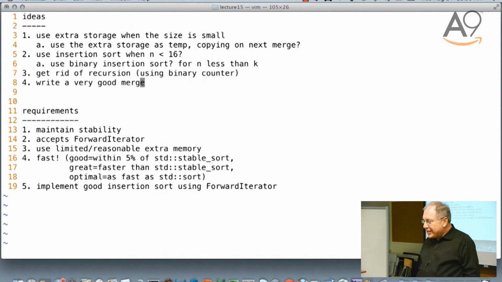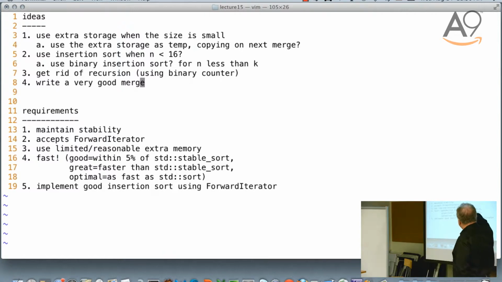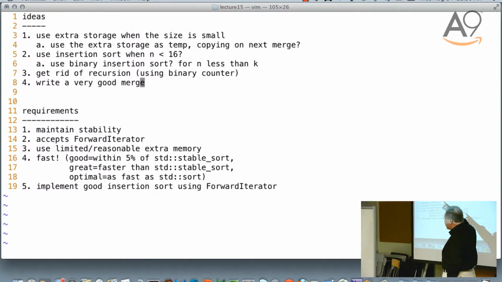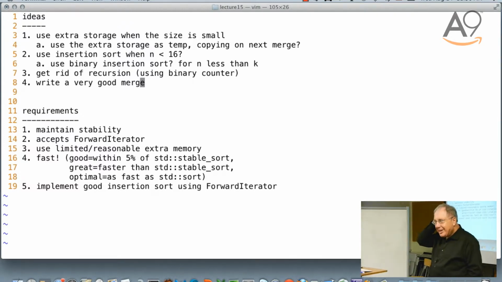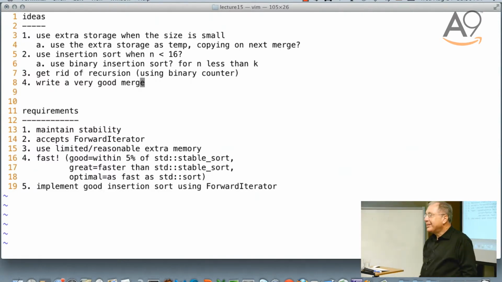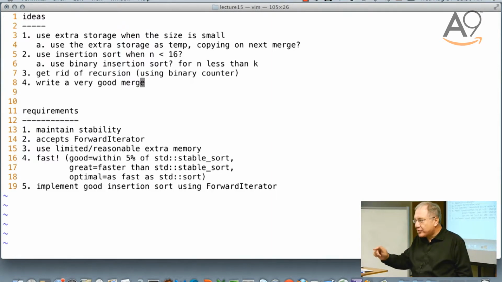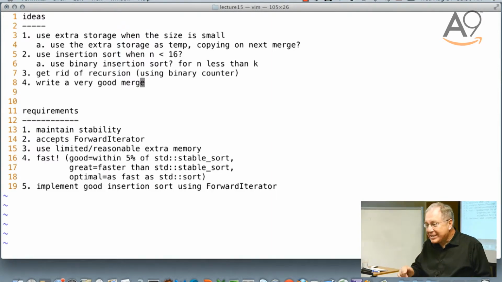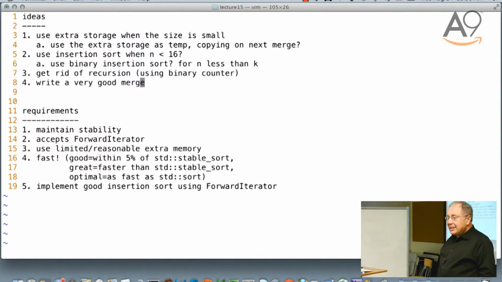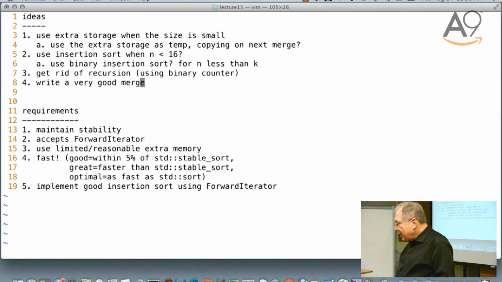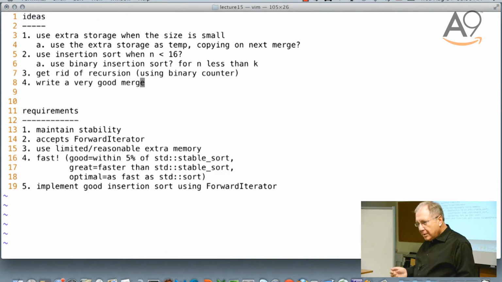Right now, if you read it, we use extra storage when the size is small. But when the size is not small, what do we do? You use the in-place thing. Up to a limit, we need to adjust, not just sort. We need to adjust our merge. So we want to use different merges for different size data sets? No.